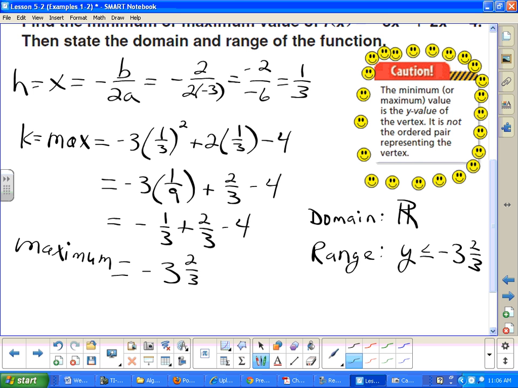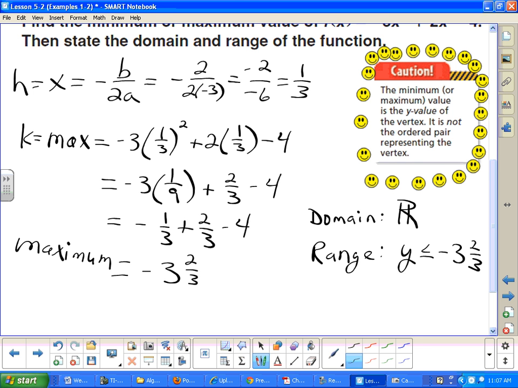Nathan. Negative 1/3 plus 2/3 is 1/3. When I take a 1/3 away, I get 3 and 2/3. Okay. Minimum? Oh, minimum.